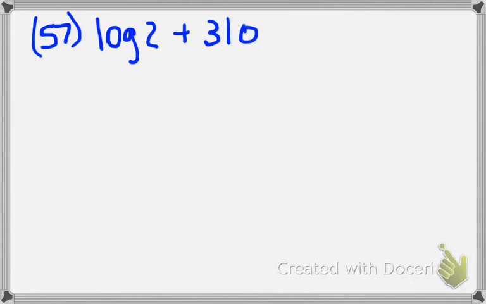Okay, one more. Number 57, we have log 2 plus 3 log 3 minus log 9.